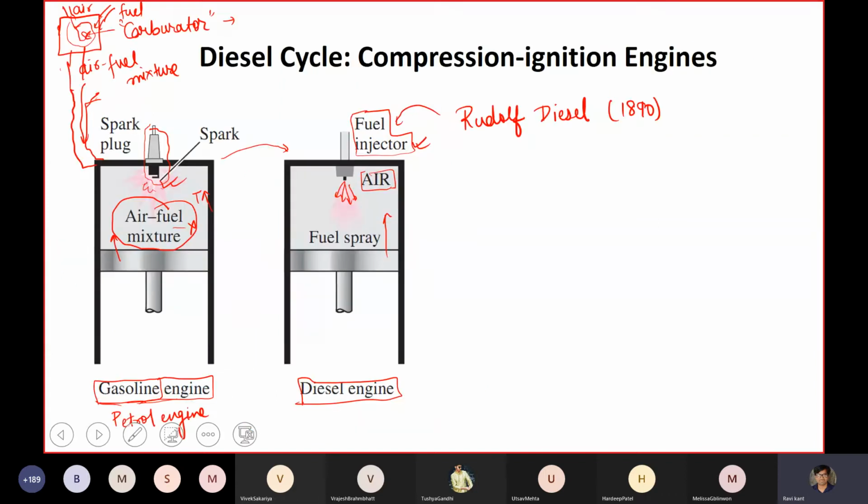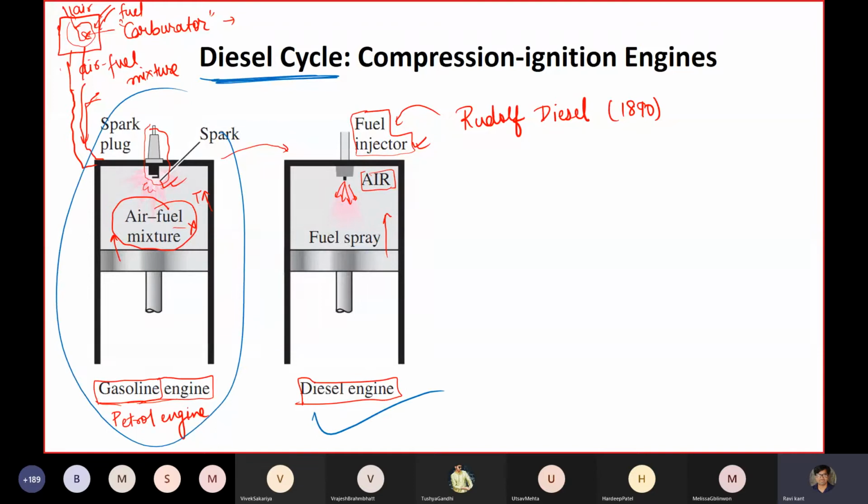Okay, and again, we are talking about the petrol cycle. Now we'll talk about the diesel cycle. The main difference between the diesel cycle and the petrol cycle is this: this is your petrol cycle, this is your diesel cycle, diesel engine. The main difference is the fuel carburetor. There is a device called a carburetor.